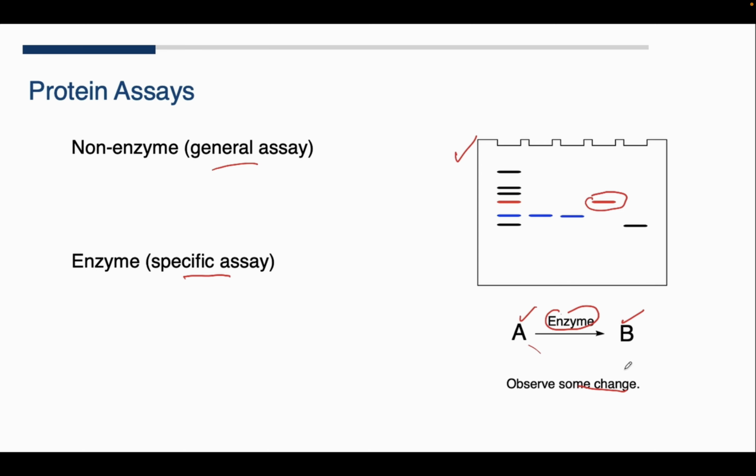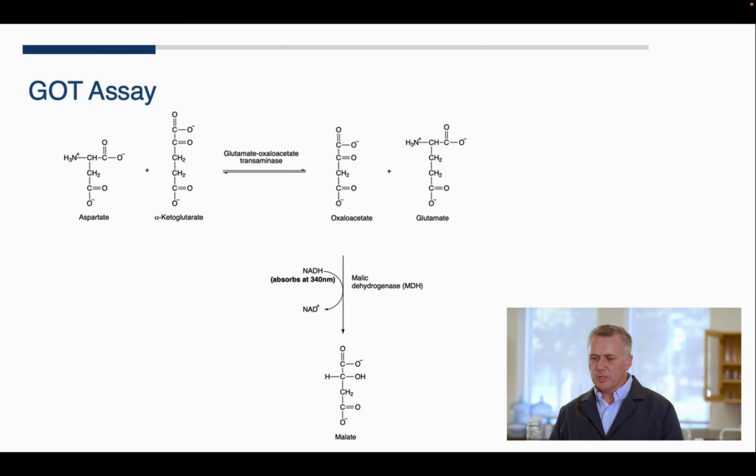I say that because there are a variety of things, whether it's color, UV change, or some other measure. So those are types of protein assays. We're going to use a couple of them in this particular experiment. One of them is the GOT, a very specific assay.